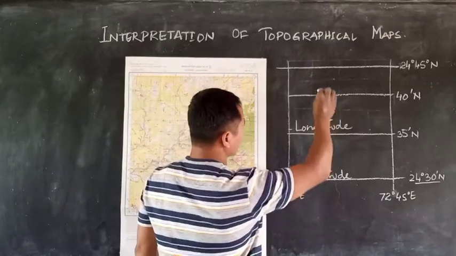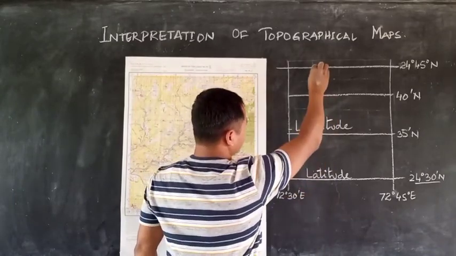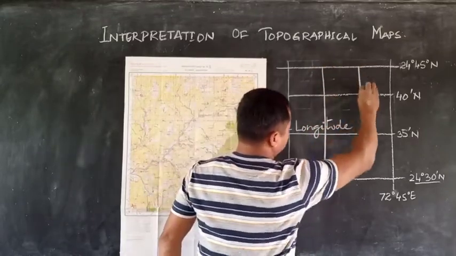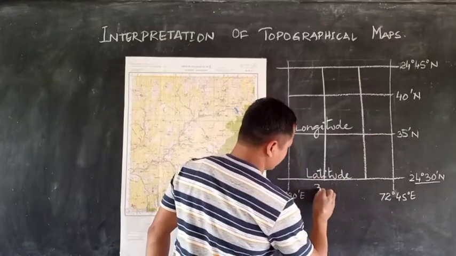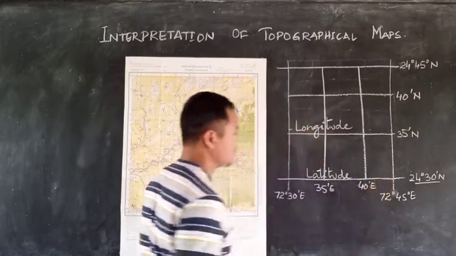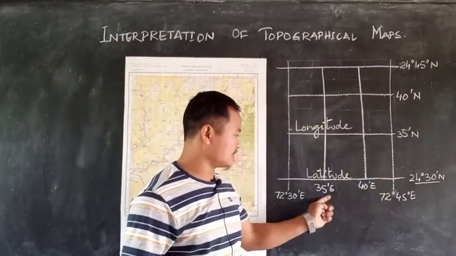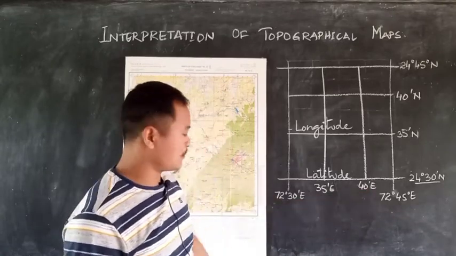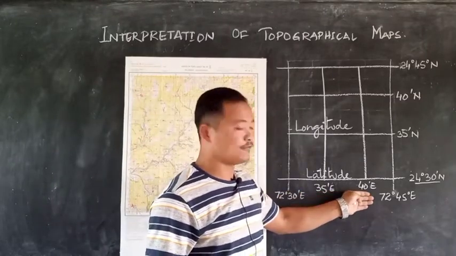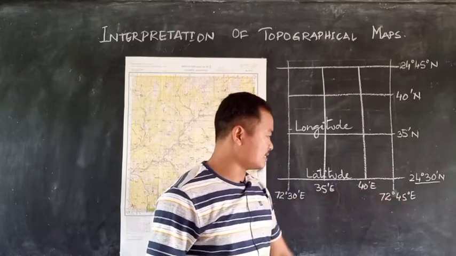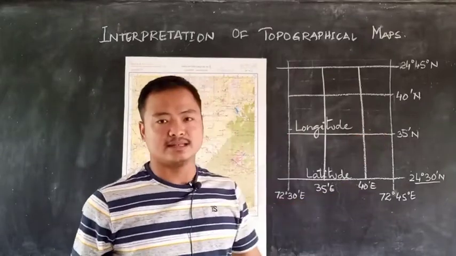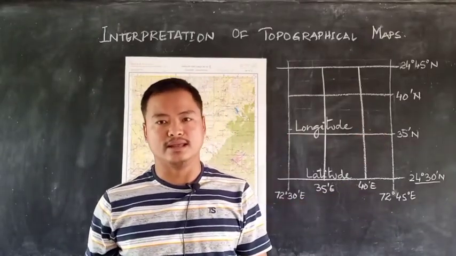In the same way, you will also find the longitudinal lines. In fact, from 72 degree 30 minute here you will find two more lines. This is numbered as 35 minute east, and this is numbered as 40 minute east. So these black lines that run and are numbered 35 and 40 east will represent your longitude. So here it is 72 degree 35 minute east, and here 72 degree 40 minute east, and then we move on to the last line, that is 72 degree 45 minute east. So this is how we see the latitudinal and longitudinal lines.